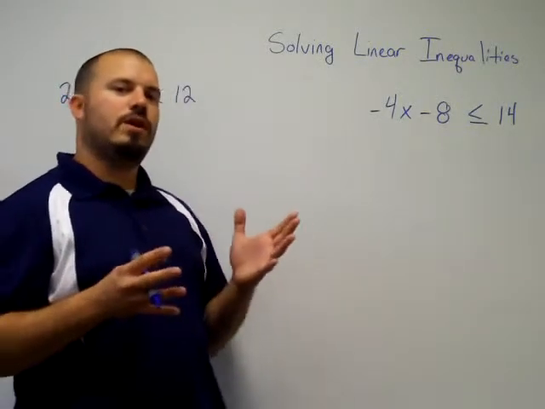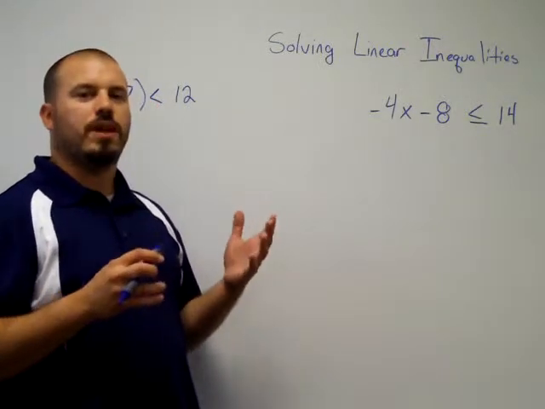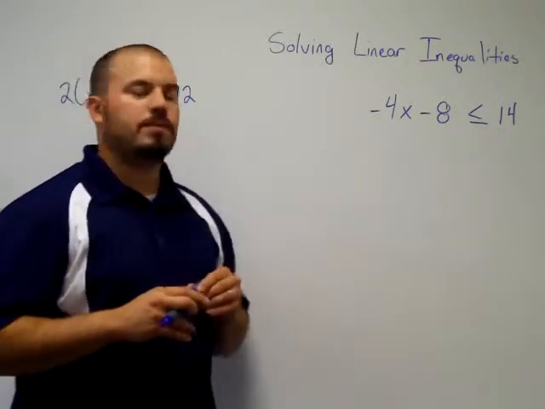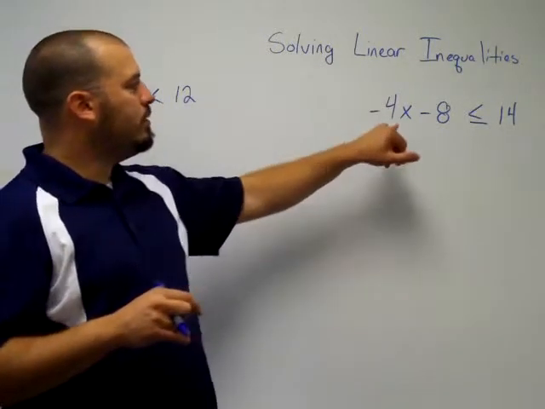In this video I'm just going to show you how to solve a couple of linear inequalities that involve multiple steps. We'll start right here. Negative 4x minus 8 is less than or equal to 14. So I want to isolate the variable.